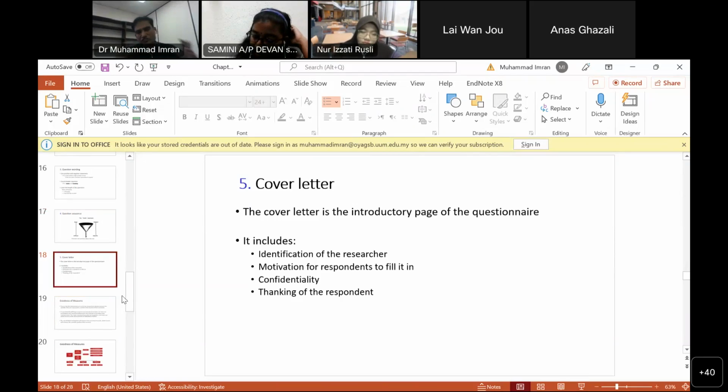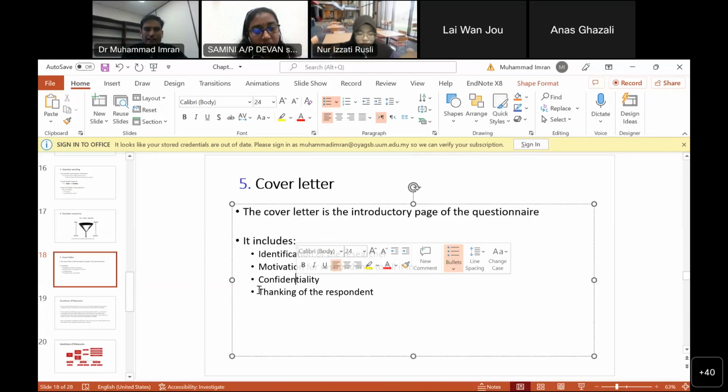My name is this. I'm from UUM. I'm conducting a research on this title. Please, we are looking for your 3 to 4 minutes. Please respond, and we will not share your personal information with anyone. Give them surety as well, confidentiality. Then in the last, thank you very much. Maybe I can show you some of the cover letters for the data collections.